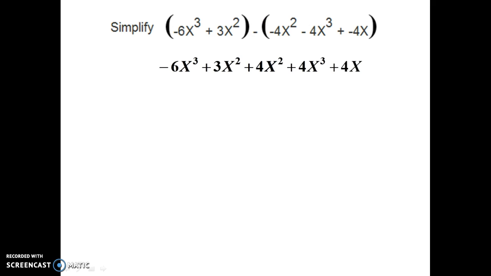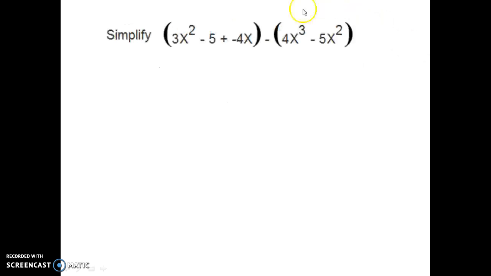So we have negative 6x cubed and 4x cubed, which gives us a negative 2x cubed. We have 3x squared and 4x squared, which gives us positive 7x squared, and then 4x. So our simplified polynomial is negative 2x cubed plus 7x squared plus 4x.